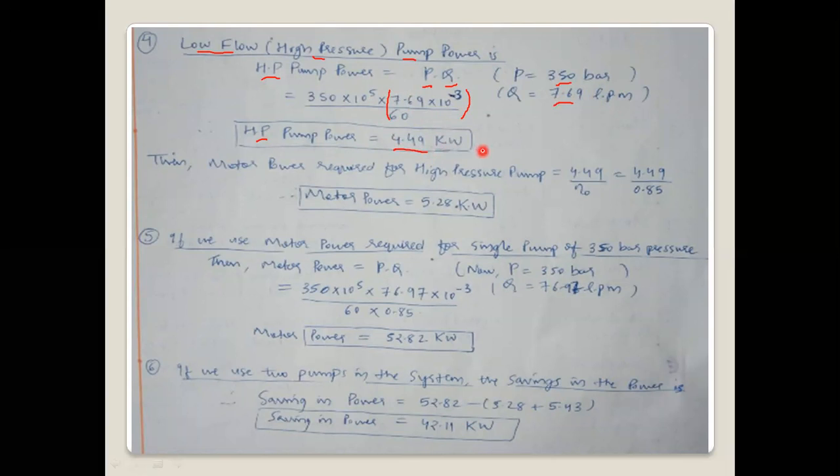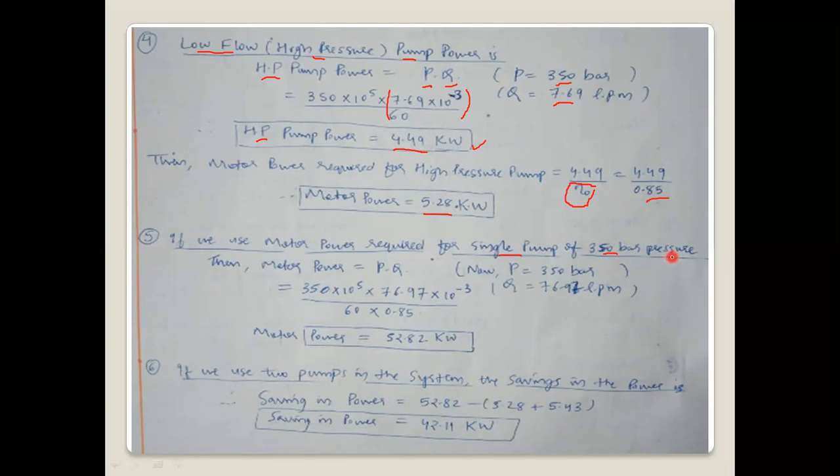4.49 kilowatt. Since we know that the overall efficiency is 0.85, we have to divide it by the overall efficiency, 0.85. Then I will get 5.28 kilowatt. That means for the high pressure pump, the motor power is 5.28 kilowatt, but the pump power output will be 4.49 kilowatt.